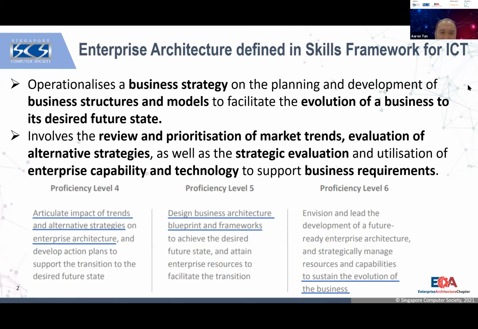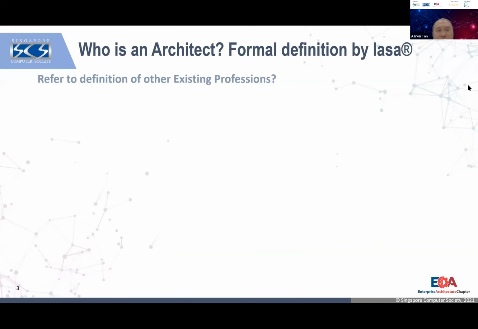So we need to have some sort of a way to look back and also look forward. Not only at the present, but we know where we are heading and how we can also refer back to the past. So this is where enterprise architecture plays a critical role in today's transformation. So who is an architect, right?